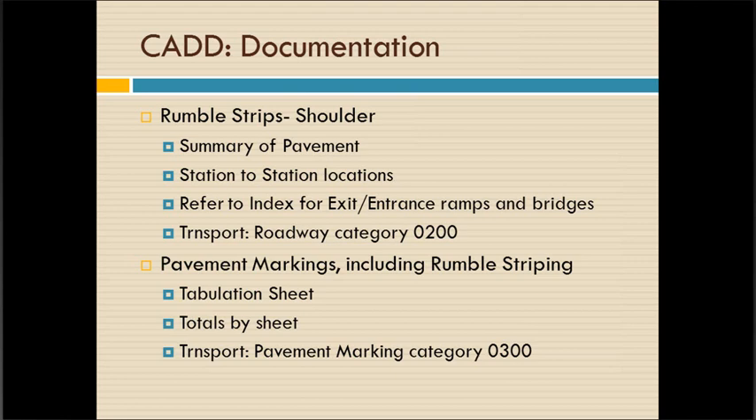Missy has on here to refer to the index, of course, for like, it's mostly on interstate applications, so exit, entrance ramps, and bridges, just to see the locations of where you need to stop and start the rumble strips. And all of these are going to be in the roadway category, which is 0 to 100. So whenever you go to quantify your rumble strips that are in the shoulder, you want to make sure that you put in the very bottom of the computation box before you export to Quantity Manager the 0 to 100 to document that for transport.